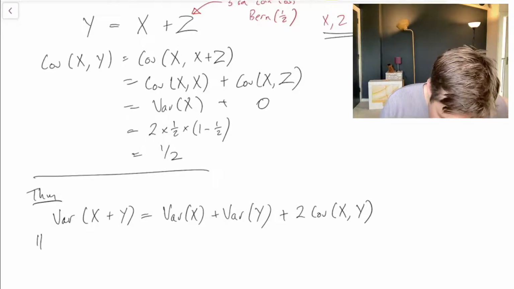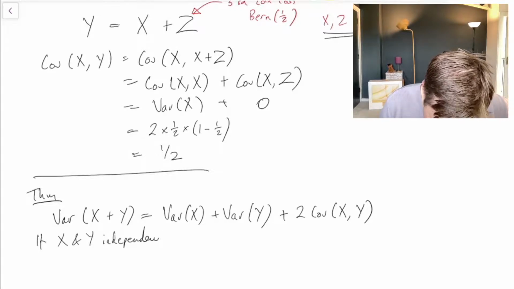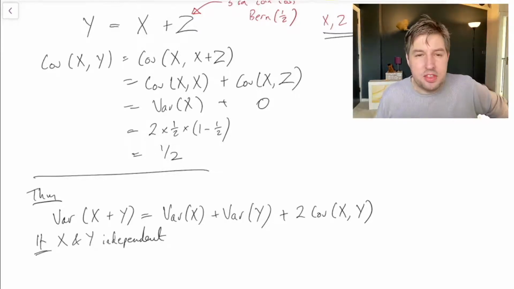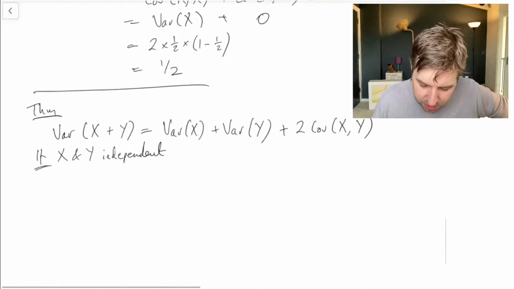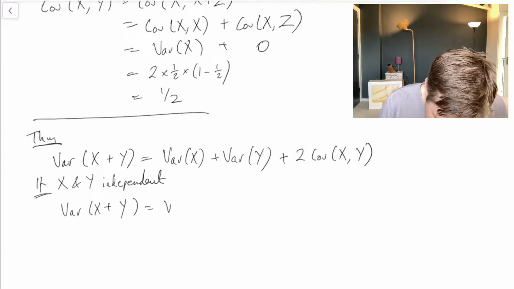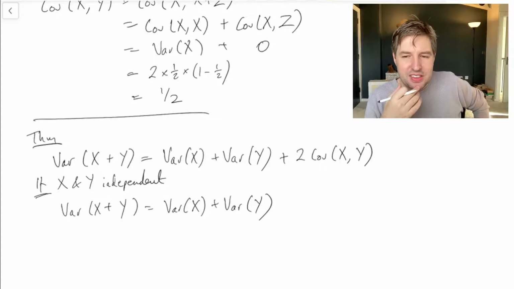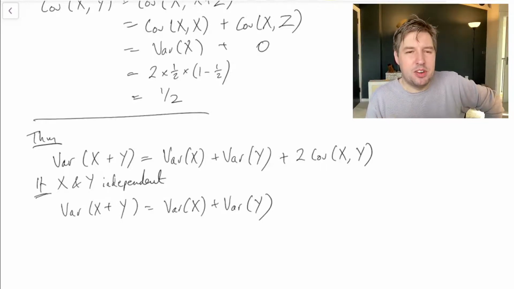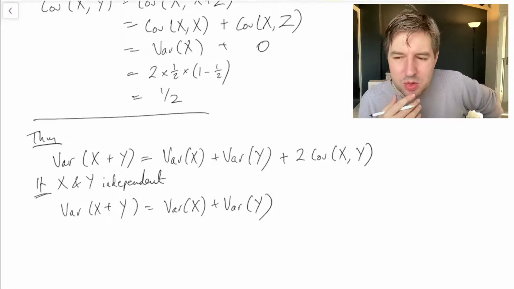But of course, if x and y are independent, then this covariance term is 0, right? We said that a moment ago, that if x and y are independent, then the covariance is 0. So if x and y are independent, then we do have a nice, pleasant variance of x plus y equals variance of x plus variance of y. Again, important not to get the direction of implication wrong there. It's if x and y are independent, then the variance of the sum is the sum of the variances, and you don't have to worry about the awkward cross term, the 2 cov.